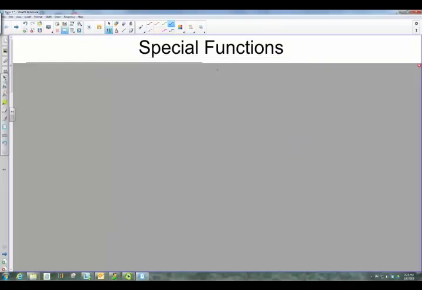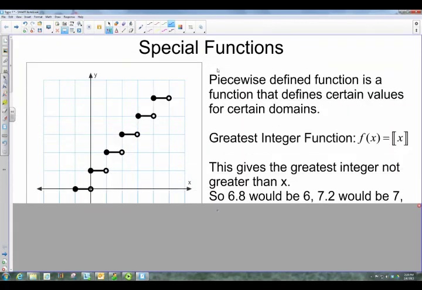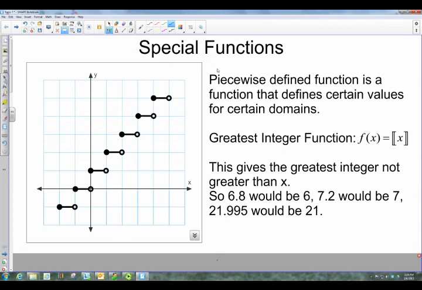Okay, guys, final section of this second unit is special functions. There's a few that we're going to look at. The first one has a graph here, but all of these special functions can be known as piecewise defined. So piecewise just means the function occurs based on certain domain values.